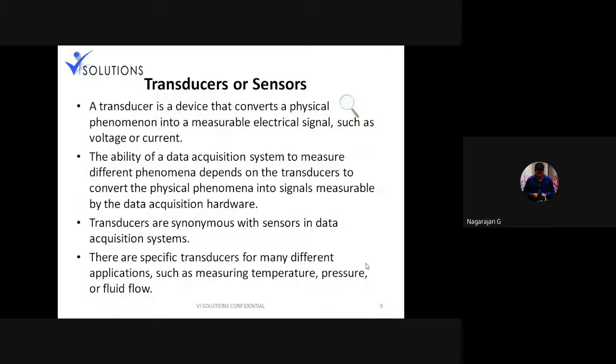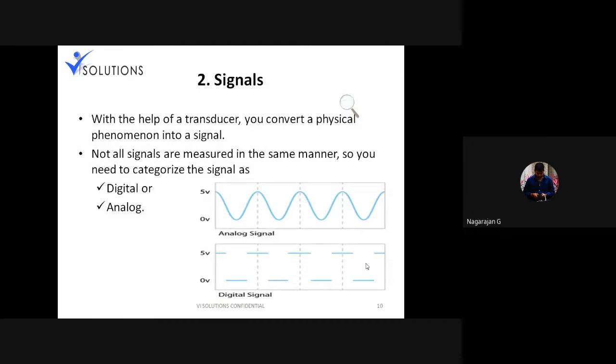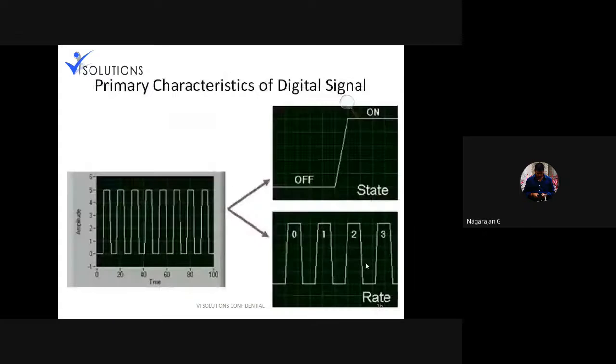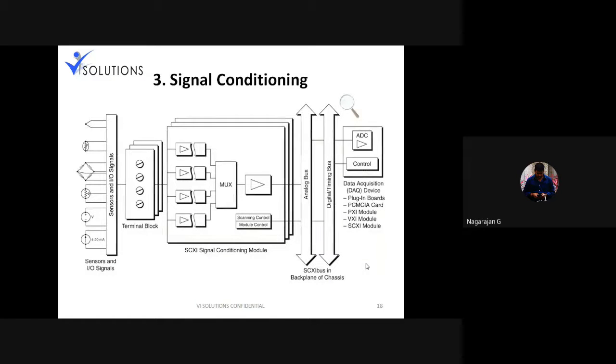Simple sensors, we know, are used to convert physical information into electrical. And next, if you move on to signals, we have two types: one is analog and another one is digital. With analog signals we can measure voltage, current, and then amplitude, frequency, and time duration. When it is a digital signal, we can measure the on or off state of the signal, and the rate of the signal. The most important third one is signal conditioning.